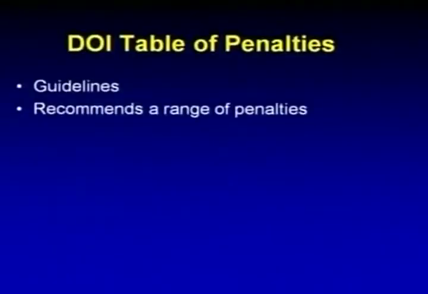So maybe for a first offense, the penalty that's recommended is something from a letter of reprimand to a 14-day suspension. And you, as a proposing and deciding official, need to figure out what is appropriate to correct the problem that fits within that range. Okay?